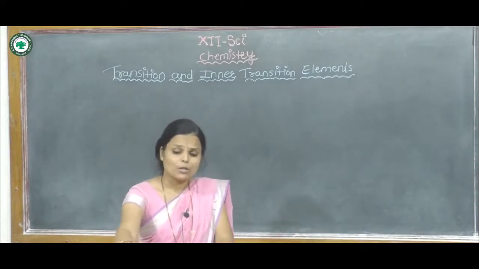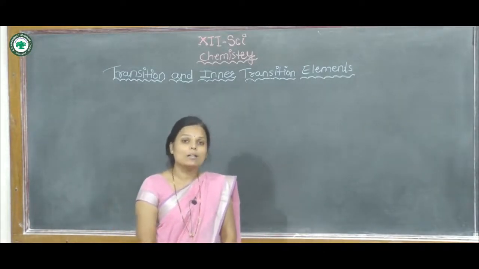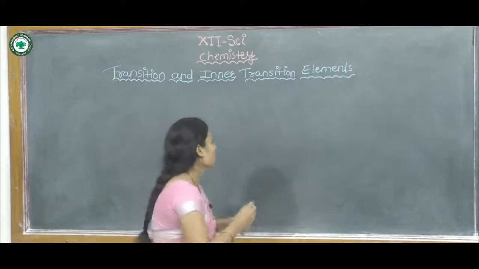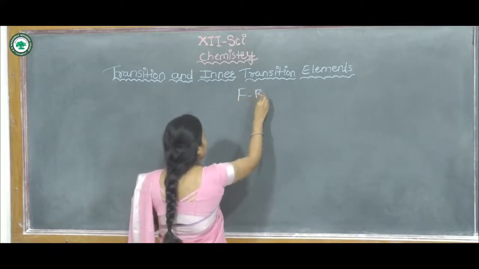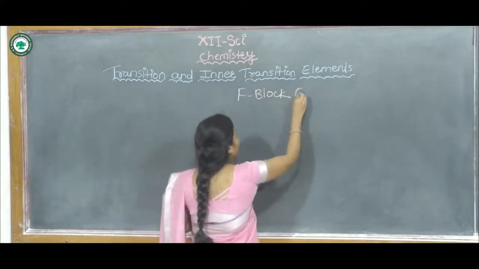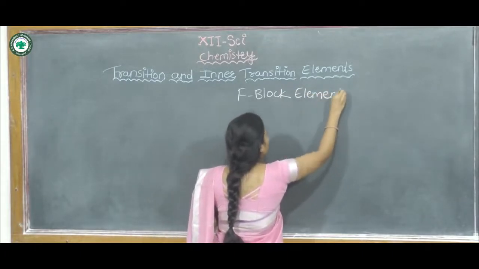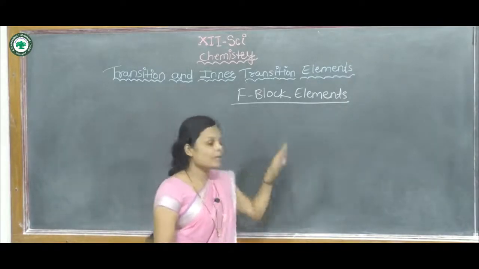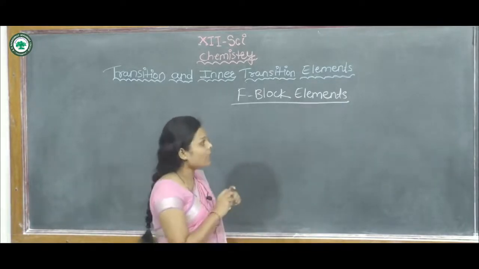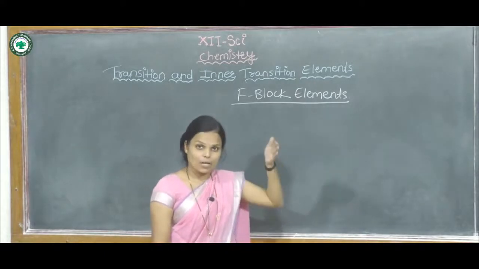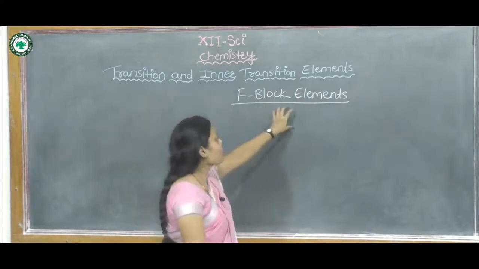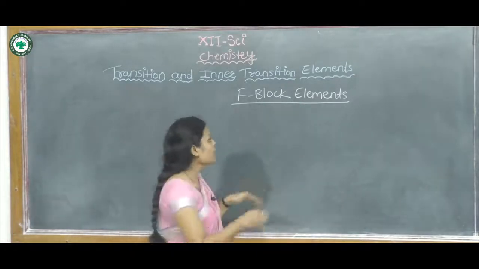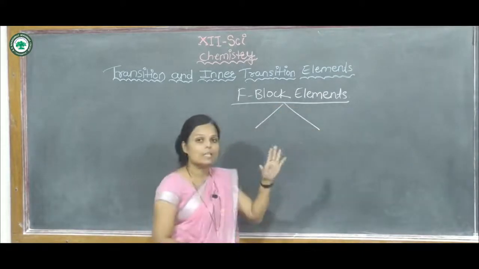Now today we are going to start the f block of elements. We know that on the modern periodic table, the last rows at the bottom of the periodic table are the f block of elements. The f block of elements has two parts. The first one is the lanthanides and the second one is the actinides.